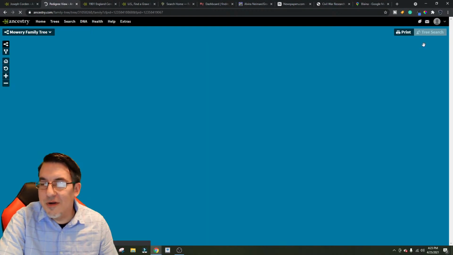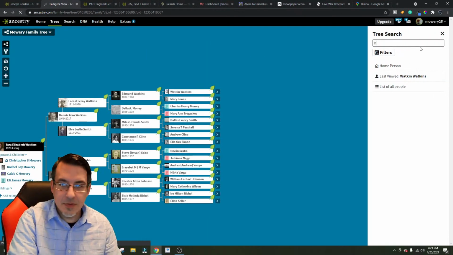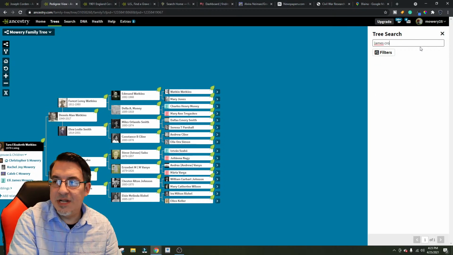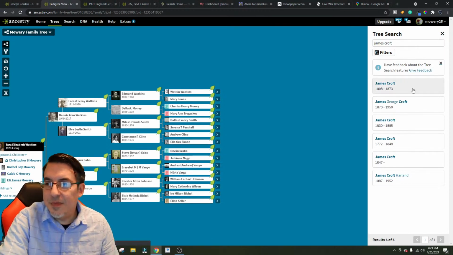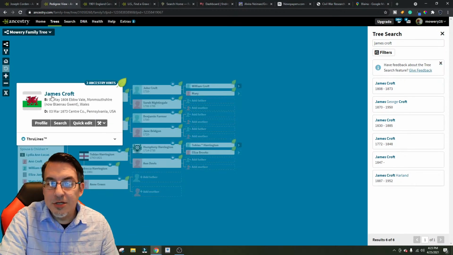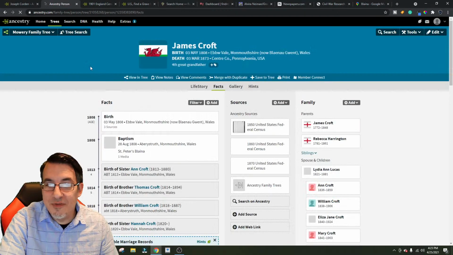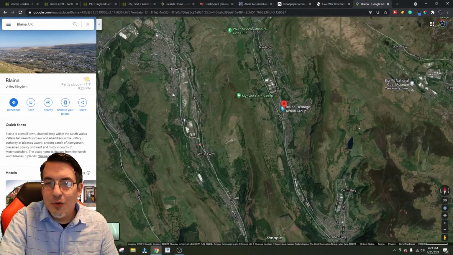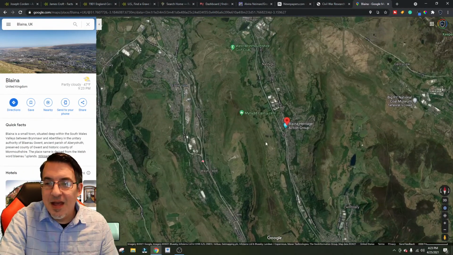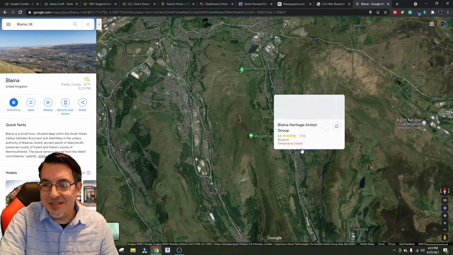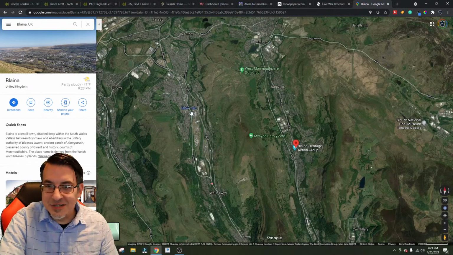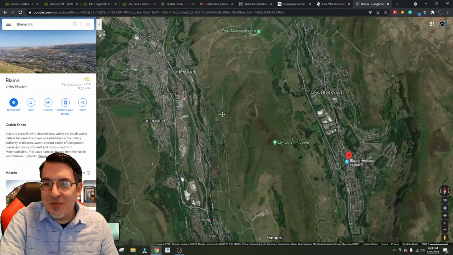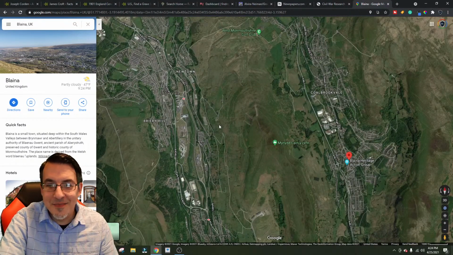And I want to show you one of my ancestors. His name was James Croft. And James was born in Ebbw Vale in Wales, which is right there. So my wife's ancestors and my ancestors grew up in towns separated by a hill.